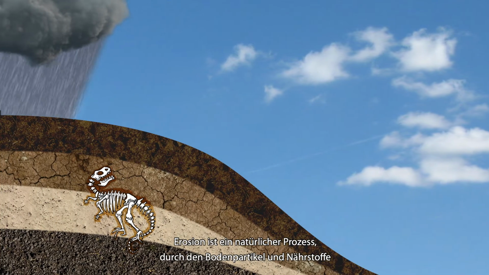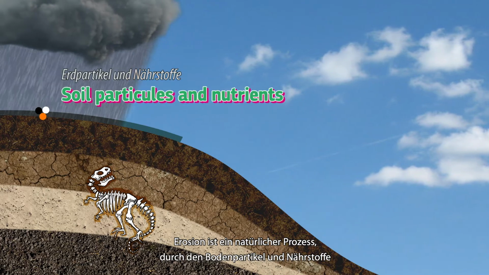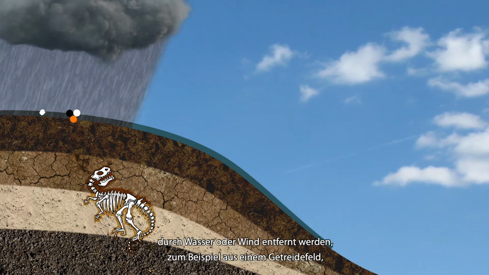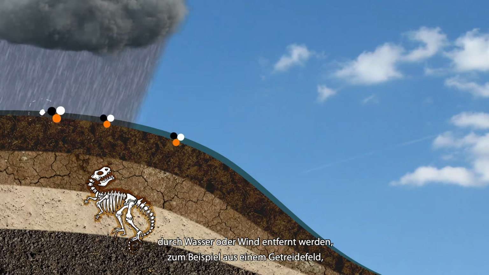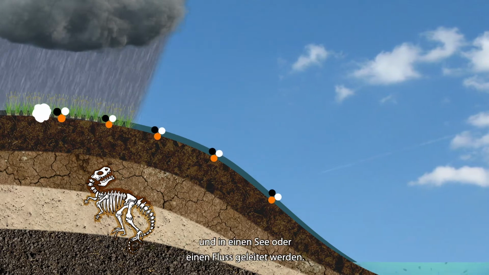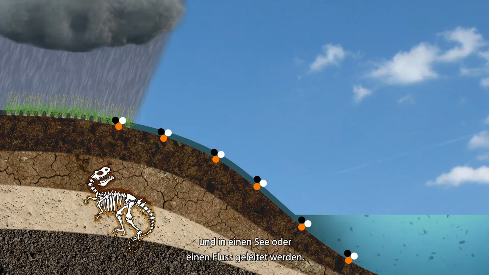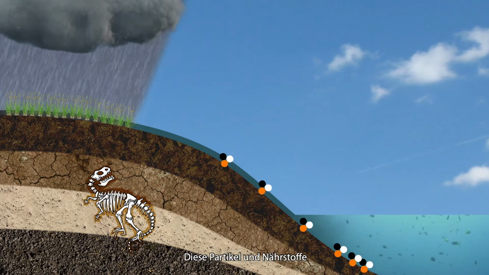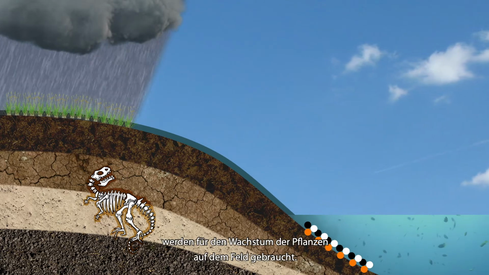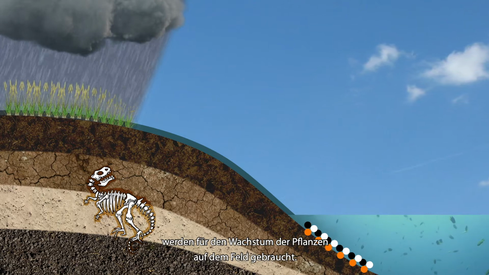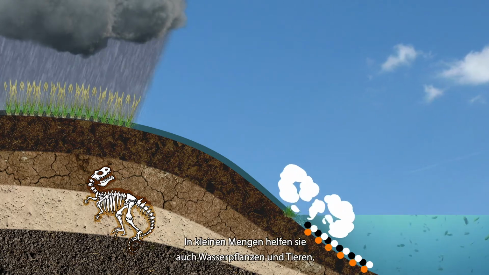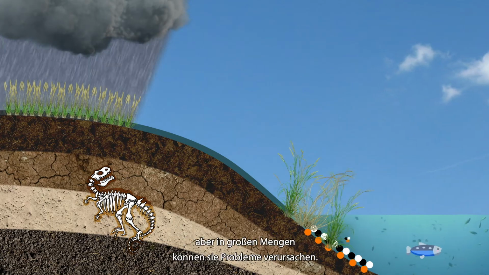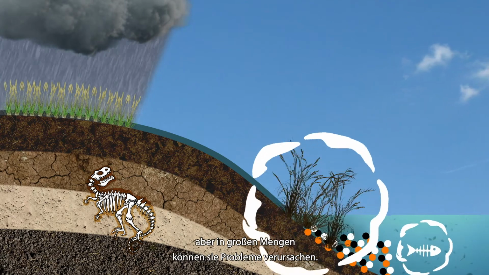Erosion is a natural process where soil particles and nutrients are taken away by water or wind from, for example, a grain field, and deposited into a water body like a lake or a river. Soil particles and nutrients are needed on fields so that plants can grow better. In small amounts, they're also helpful for water, plants and animals, but in large amounts, they can create problems.